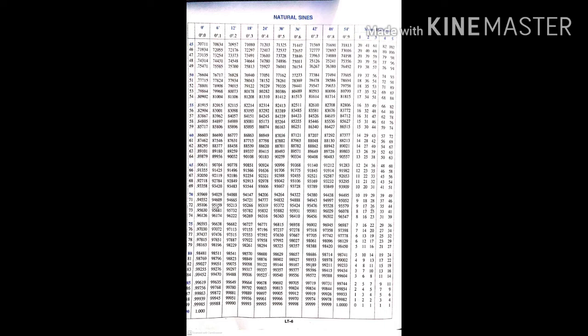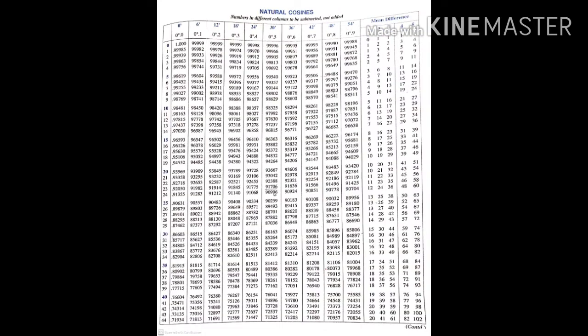Here we will add the mean difference. Whenever we want accuracy in our answer, we take the mean difference and add it. So for natural sine, the mean difference is always to be added.